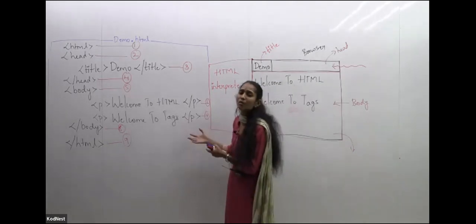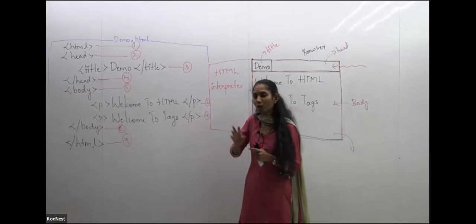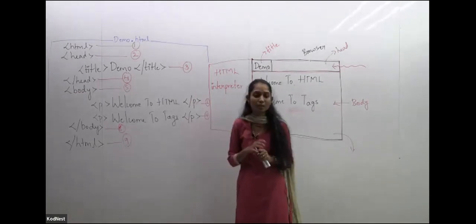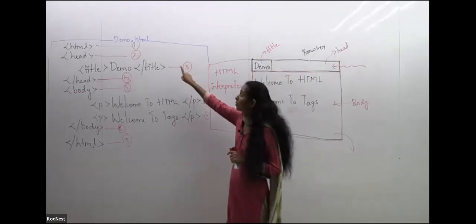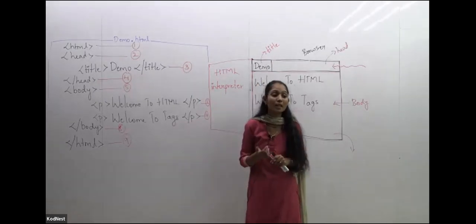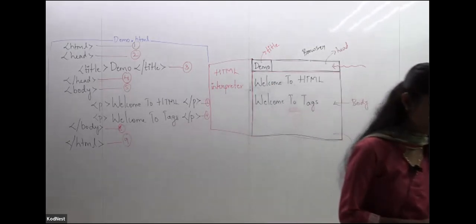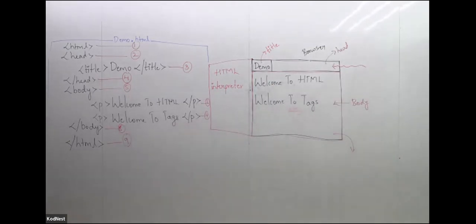But here there is no such rule. We are executing in the text editor only, right? So you can give whatever name you want here. But the extension has to be what? .html. Clear? We'll execute this practically and we will see it.